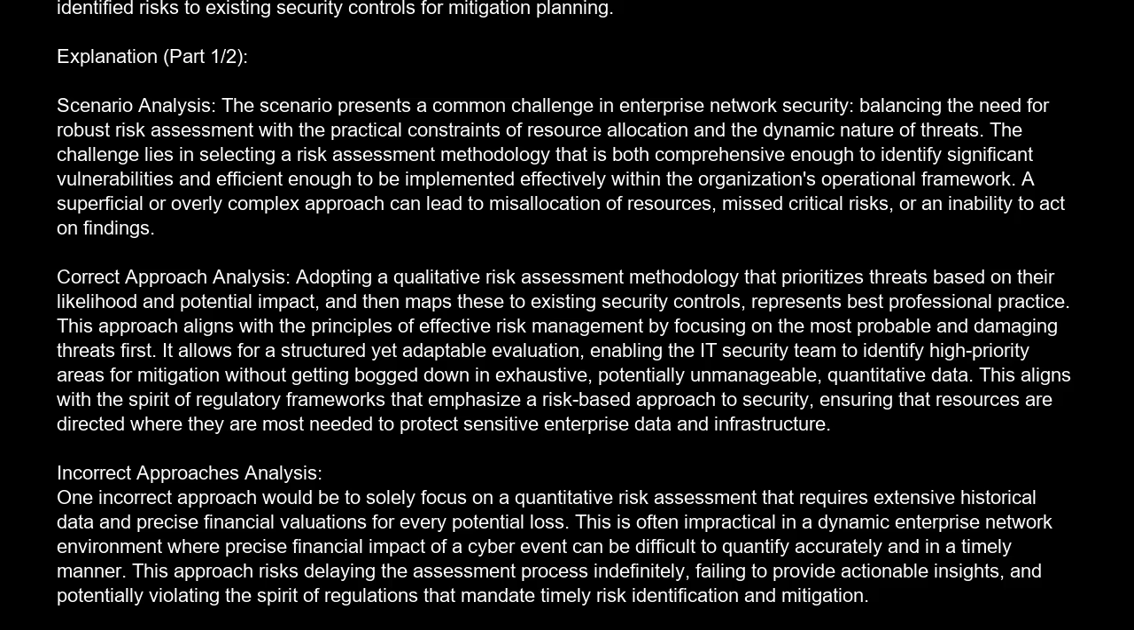Incorrect approach analysis. One incorrect approach would be to solely focus on a quantitative risk assessment that requires extensive historical data and precise financial valuations for every potential loss. This is often impractical in a dynamic enterprise network environment where the precise financial impact of a cyber event can be difficult to quantify accurately and in a timely manner. This approach risks delaying the assessment process indefinitely, failing to provide actionable insights, and potentially violating the spirit of regulations that mandate timely risk identification and mitigation.